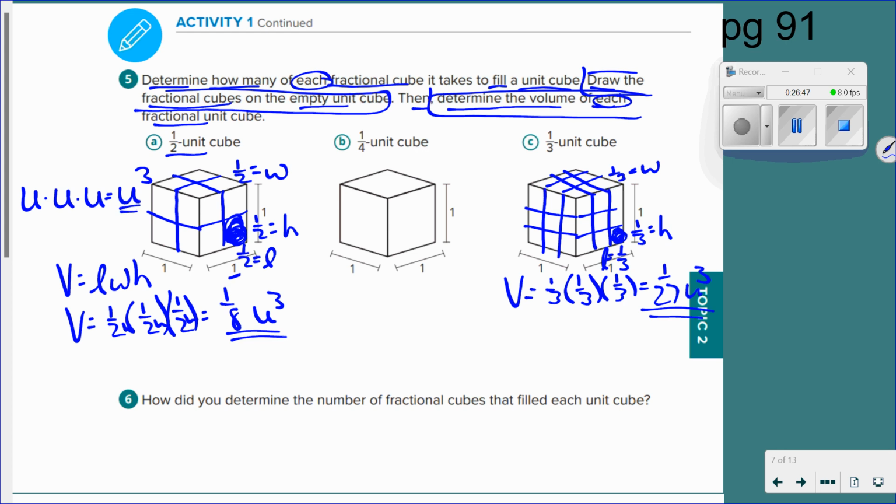So are you guys able to now visualize why that's happening? Yes. Okay? Now, what happens when we go to 1/4 unit cubes? Now, I'm doing a fourth, so I'm doing 4 into each one.